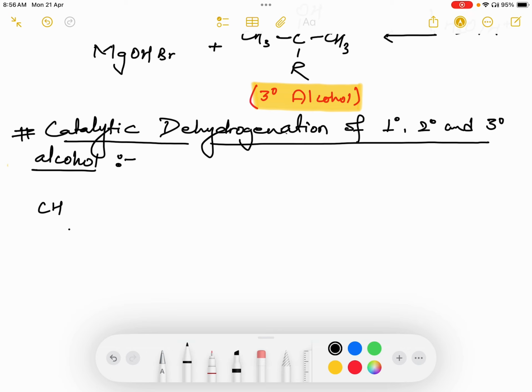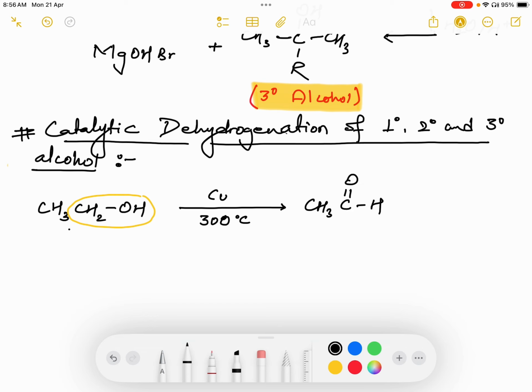If we have 1 degree alcohol, that is CH3, CH2OH, and if we treat it with copper at a temperature of 300 degrees C, it gets transformed into aldehyde. This primary alcohol part gets converted into aldehyde. That is, this will have CH3, C double bond O, H. So 1 degree alcohol gets transformed into aldehyde.